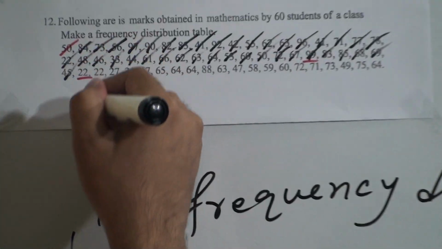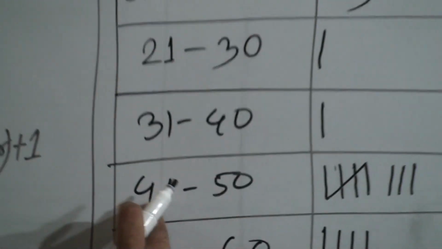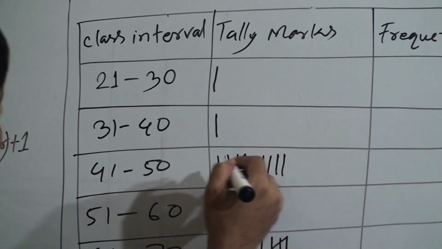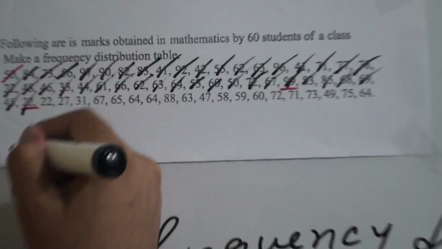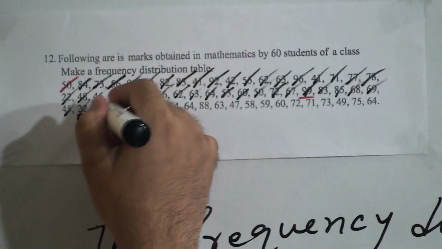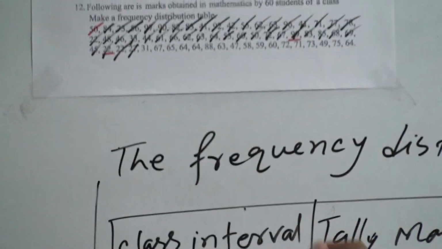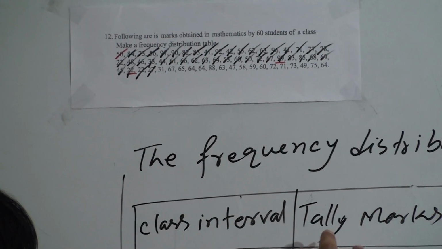Now 45. Where is 45? 41 to 50. There is 45. Now 22. Where is 22? 22 is in the first class. Then 22 again, so 22 in the first class. 27, yes, that will be also in the first class.